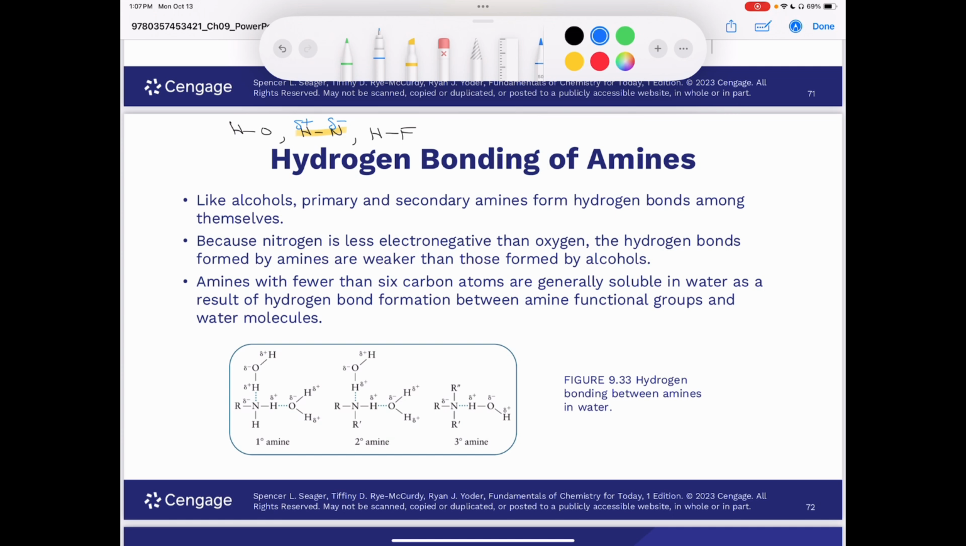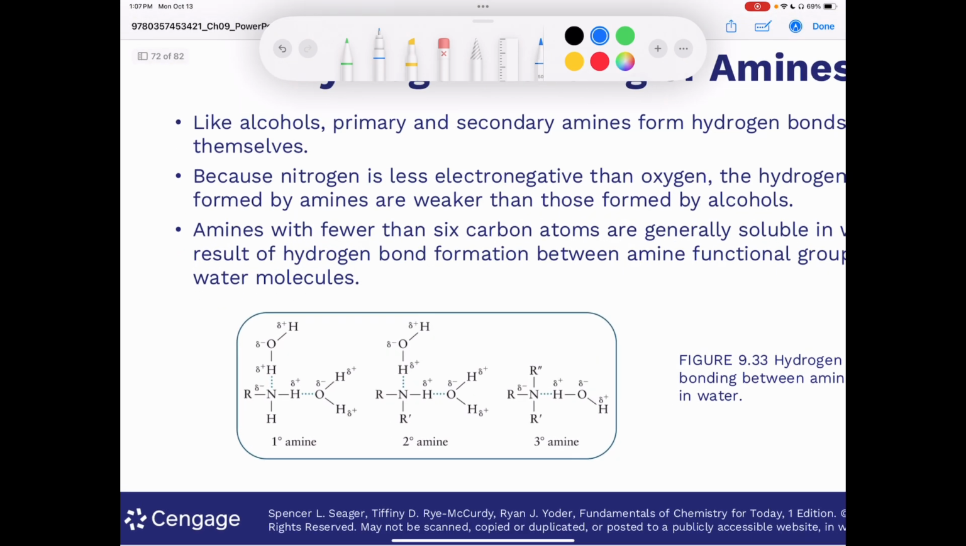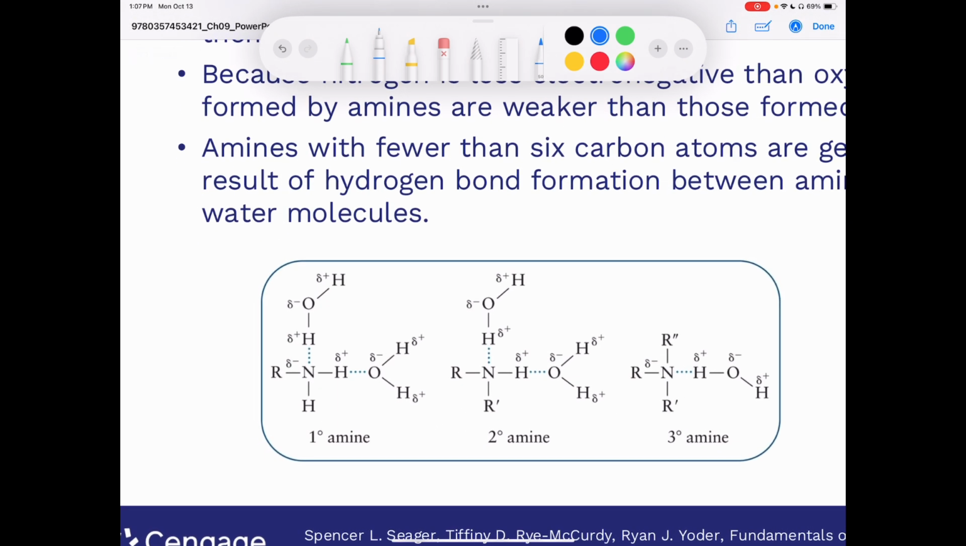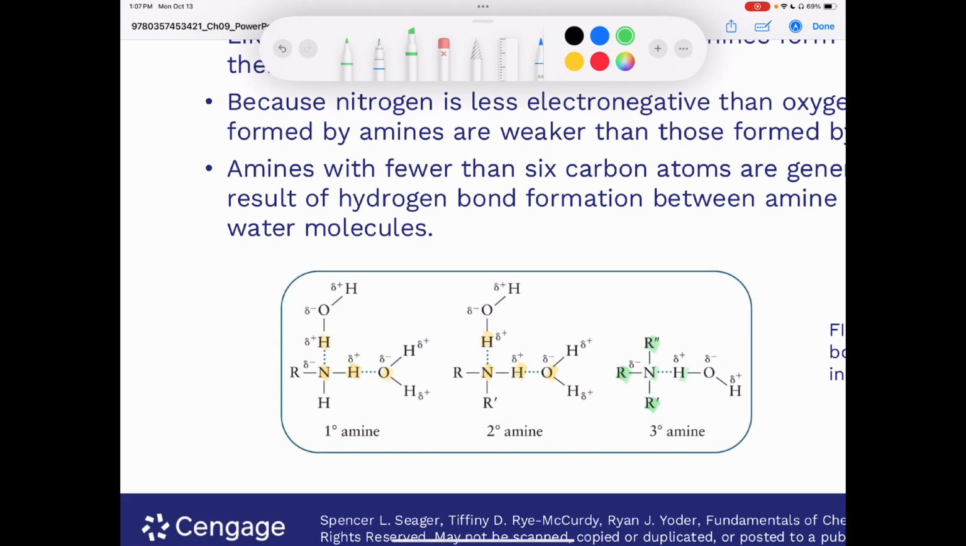Now, amines with fewer than 6 carbons are generally going to be soluble in water as a result of hydrogen bond formation between amine functional groups and the water molecules. But once we get more than 6 carbons, generally speaking, they're not going to be water soluble. And you can see here that a primary amine is hydrogen bonding with water, and the hydrogen here is hydrogen bonding with the oxygen of water. You see something here with a secondary amine, but you notice with a tertiary amine, since there's no hydrogens attached to the nitrogen, the only hydrogen bond that could occur is between the nitrogen and the hydrogen of a water molecule.